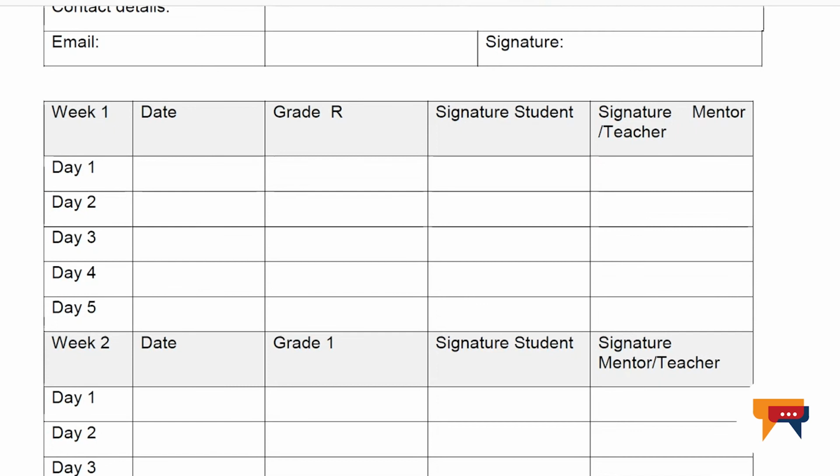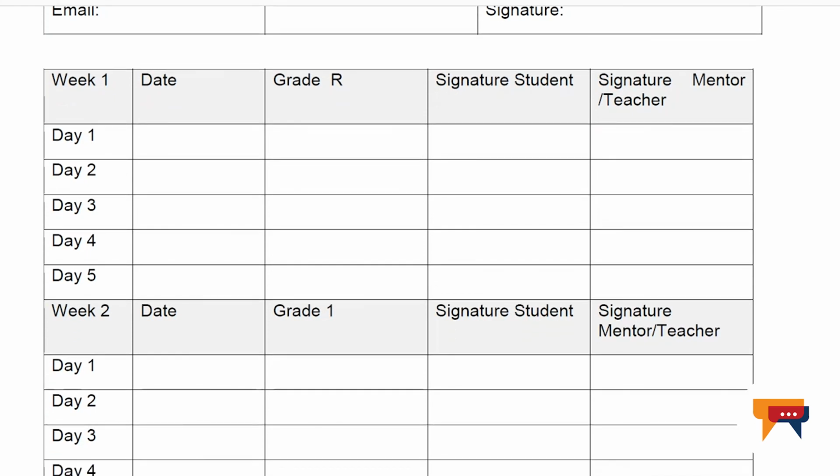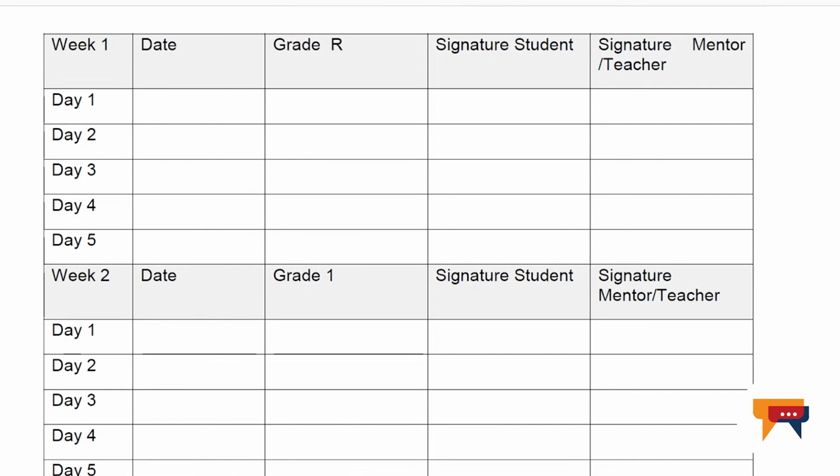Now, already section C, attendance register, clearly tells you and guides you how you should complete your teaching practice. The dates, please write the day, the month, and the year in full. Day, month, and year. Grade R, fill it in. Your signature as a student and the signature of the mentor teacher who was overseeing you while you were in grade R, right?